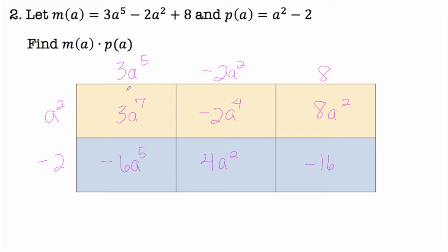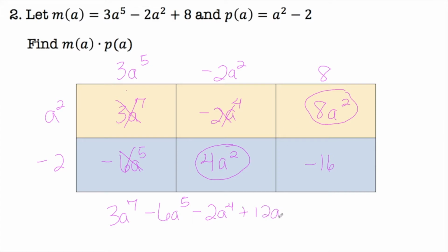So now I'm going to find if there's any 7s. No, there's not, so 3a to the 7th is going to be our first term. Then we have any 5s? No, we don't, so we're just going to drop it down. Do we have any 4s? Negative 2a to the fourth? Nope, drop it down. Do we have any squares? Yes, we do. 4a squared and an 8a squared. So 4 plus 8 is positive 12a squared.